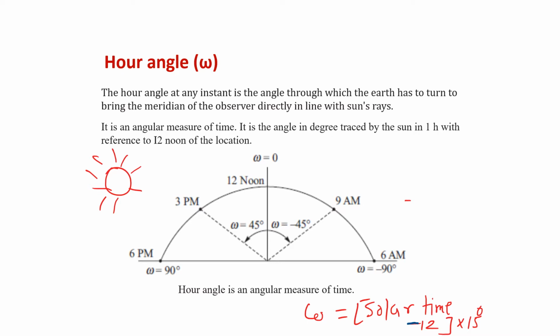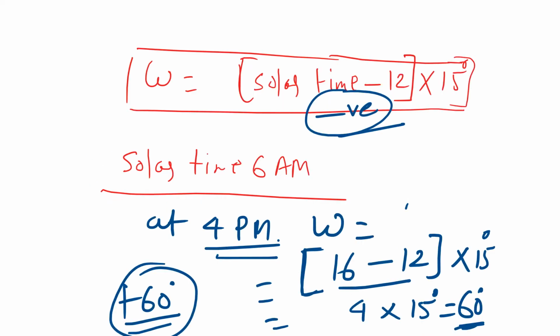So at any time you can measure the hour angle, right? And it was discussed that the hour angle is given by (solar time minus 12) into 15 degree. 15 degree was nothing but the angle made by the earth to rotate in 1 hour, right? So this way we had defined the hour angle and discussed it thoroughly. Next, we had also discussed some numerical examples on it.